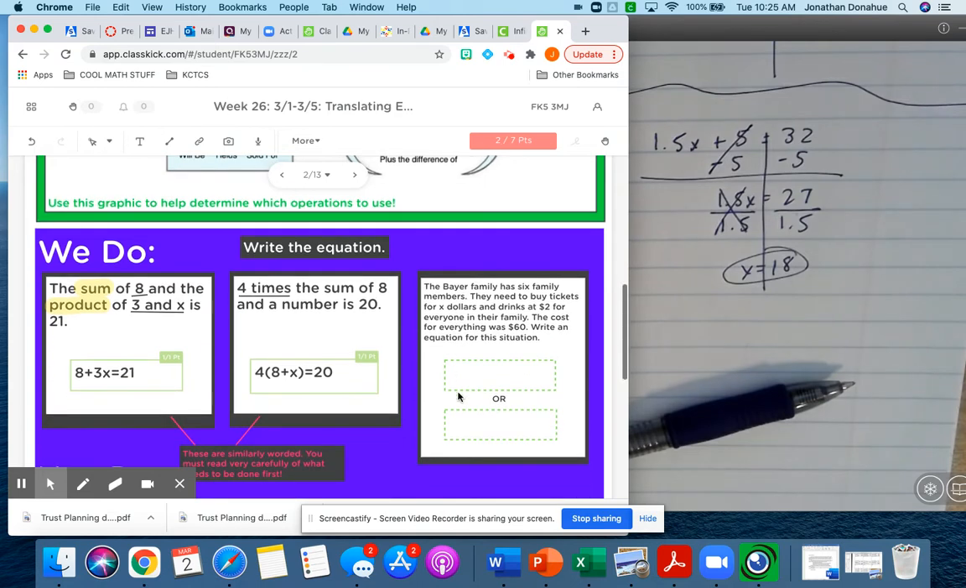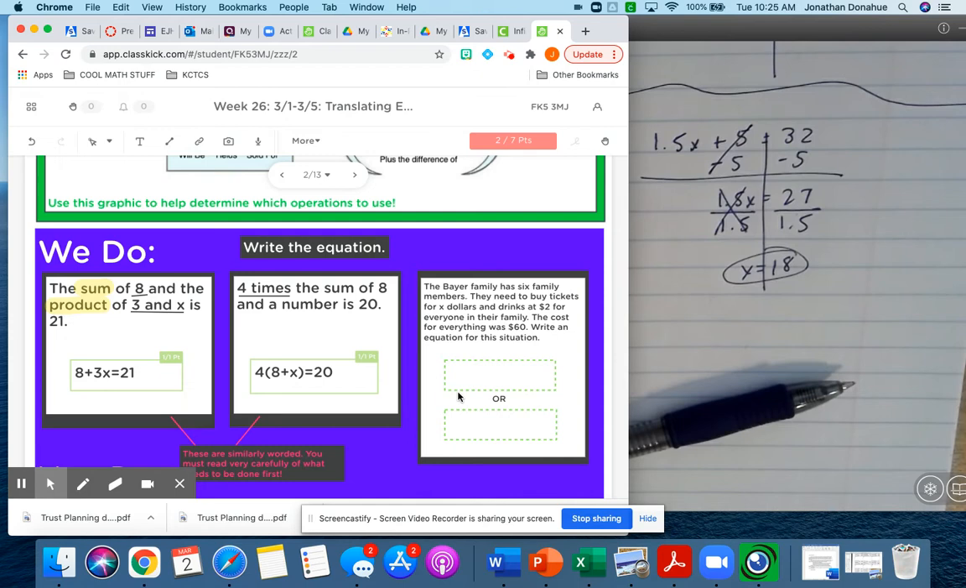All right, and then this one may be a little harder at first, but then I think you'll catch on. It says the Bayer family has 6 family members. They need to buy tickets for x dollars, so we don't know how much the tickets are, and drinks for $2 for everyone in their family.